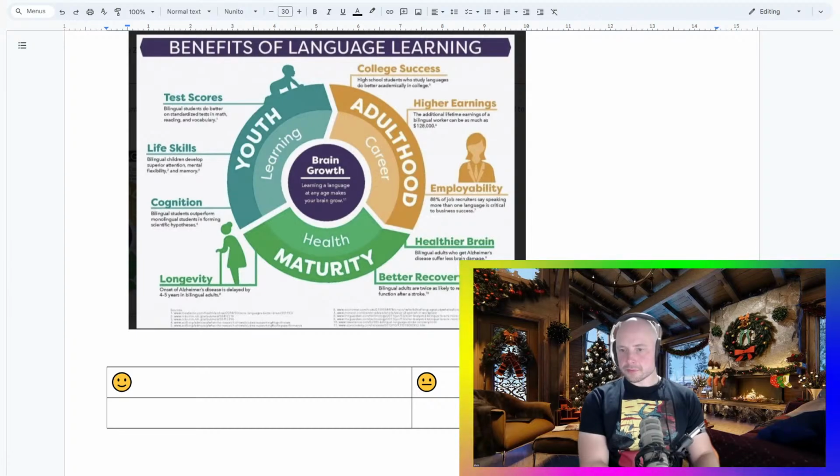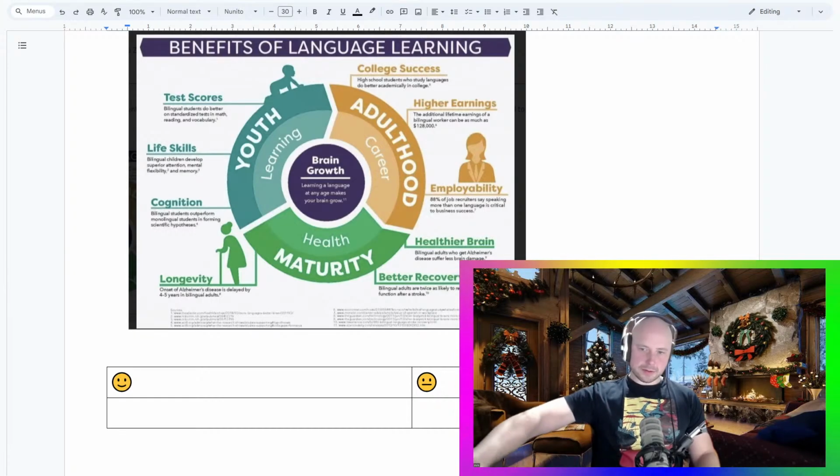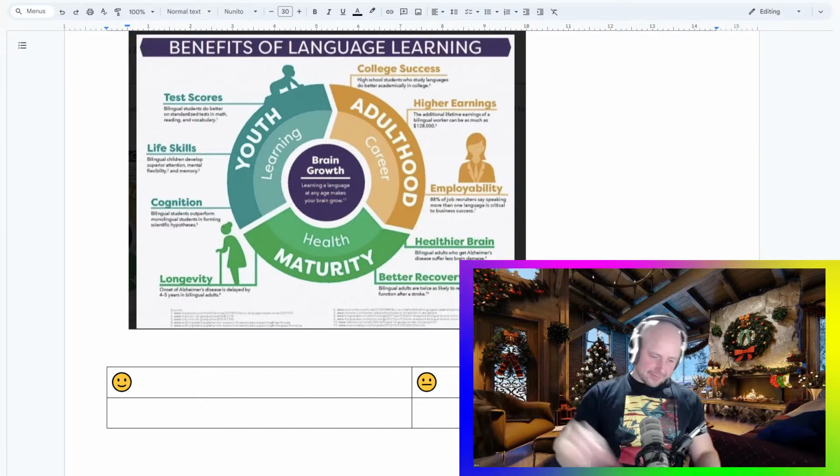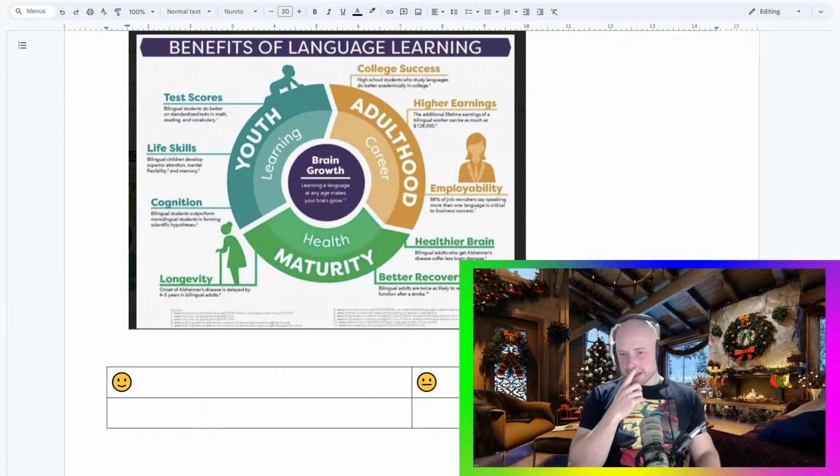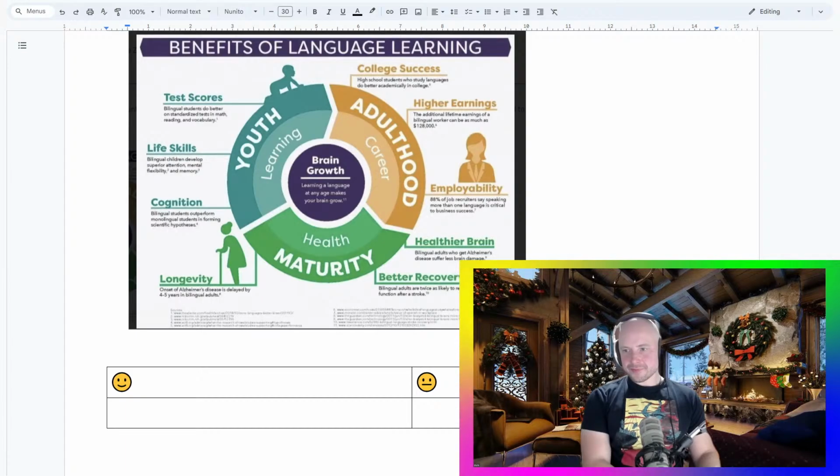Now, when you are all grown up, speaking another language is like a superpower for jobs. It helps you have a great career, earn more money, and find jobs easily. Learning a language is like your secret weapon for work success. It opens doors to a world of opportunities.